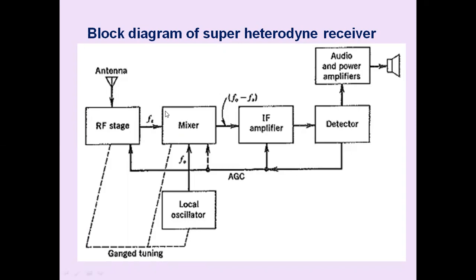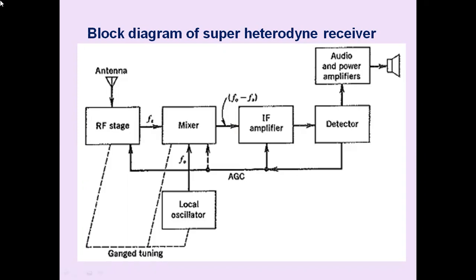The mixer produces a frequency equal to the difference between the local oscillator and the incoming radio signal frequency. This local oscillator frequency is F0, the incoming signal frequency is Fs. So we will be getting F0 minus Fs. F0 minus Fs is nothing but the IF value, Fi, the intermediate frequency. So this is called the intermediate frequency, and it is 455 kilohertz in case of an AM receiver.